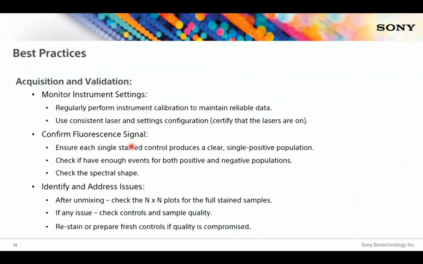Confirm fluorescence signal. Ensure each single stain control produces a clear single positive population. Check if you have enough events for both positive and negative populations. And also always check the spectral shape. And how do we identify and address these issues? After unmixing, check the N-by-N plots for the fully stained samples. And if you spot any issue, check controls and sample quality. Restain or prepare fresh controls if quality is compromised.